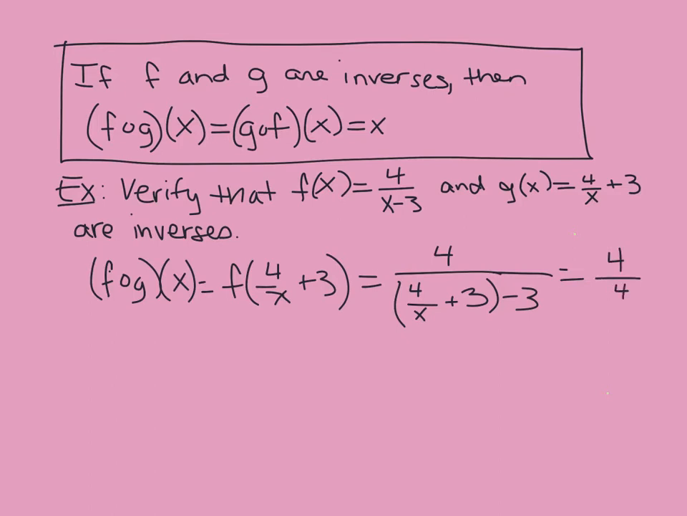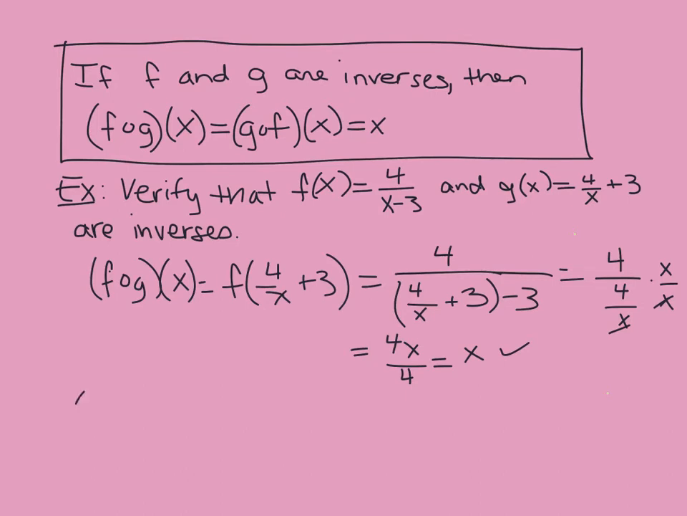So I get 4 over 4x. In order to simplify this, I'm going to multiply this whole entire fraction by x over x. The reason I'm going to do that is because in my numerator I get 4x, and in my denominator my two x's cancel out, so I get 4x over 4, or x. So I'm off to a really good start. I found that the first thing was f of g of x is equal to x.